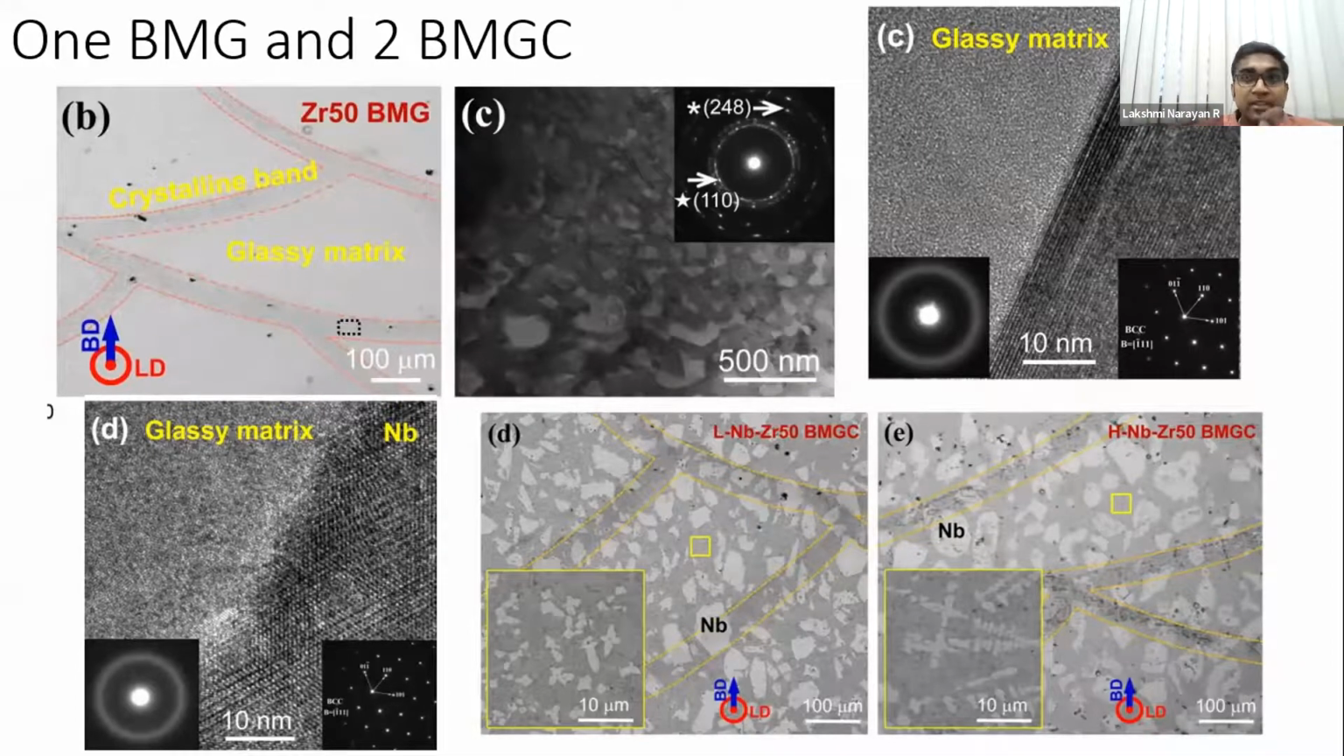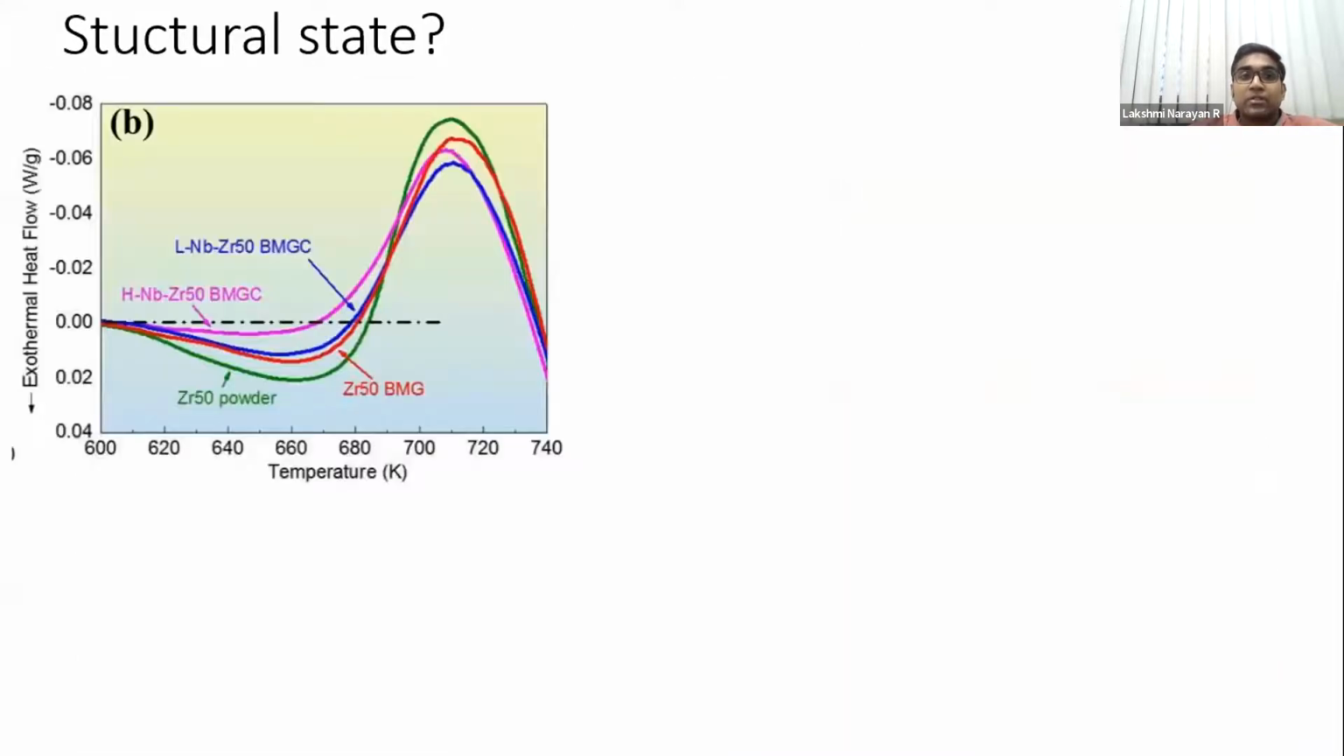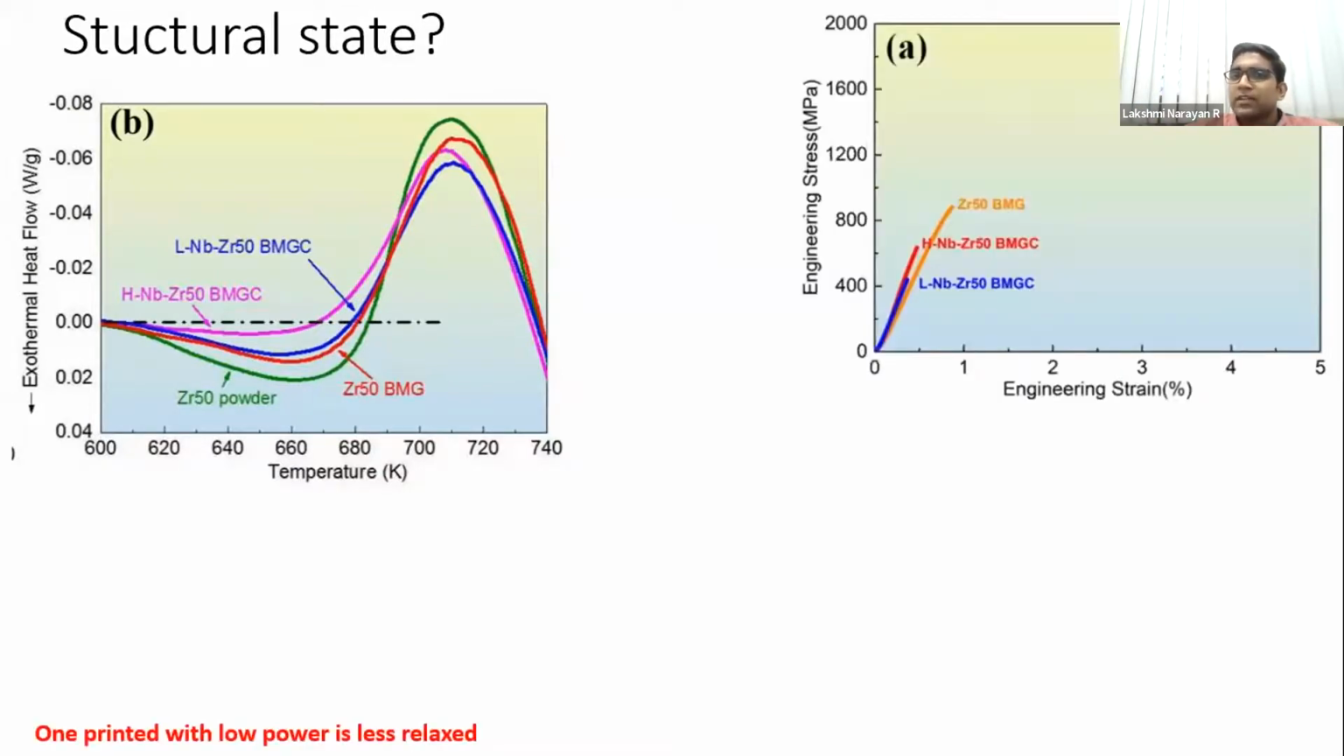And this has very good implications, because what we now also try to look at is what happens to the structural state. We'll come to the implications in a short while. For the structural state, we saw that in the higher power case the structure relaxation is slightly more, and in the lower power case slightly less. But when we did the uniaxial tension test, we saw that they are all bad. The monolithic metallic glass is bad as well as the composites.